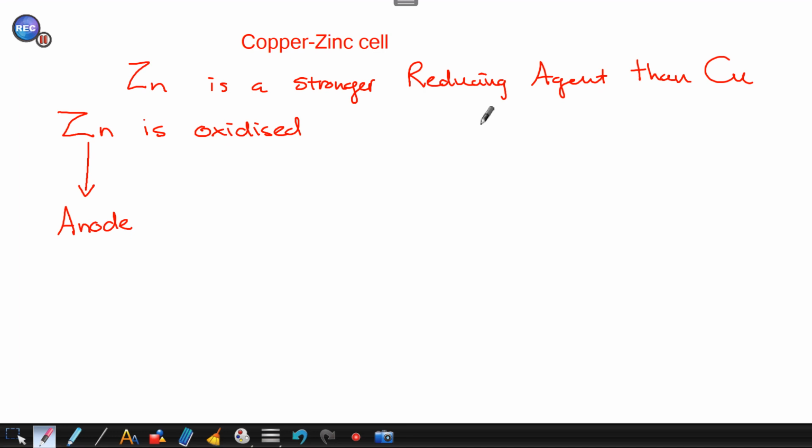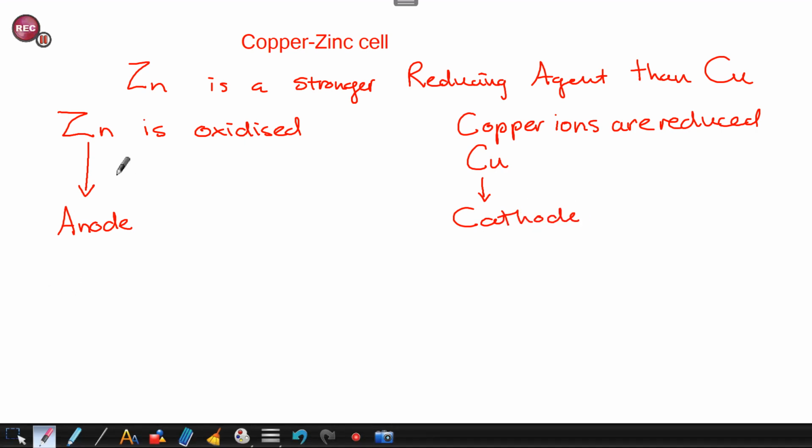Okay? And copper is reduced. No, the copper ions are reduced. Am I right? Copper ions will be reduced. So the copper, Cu, will be the cathode.